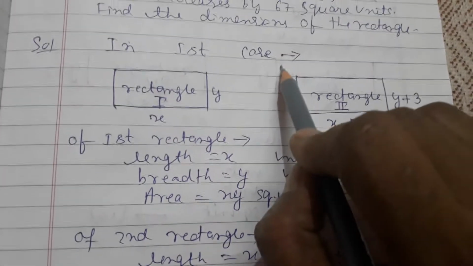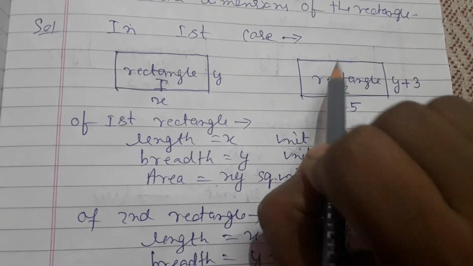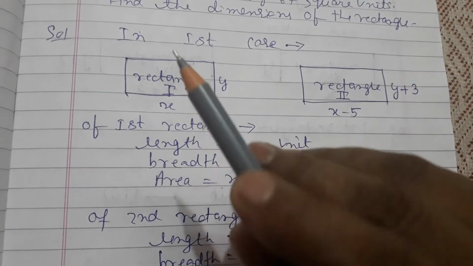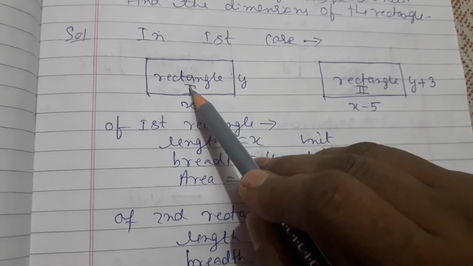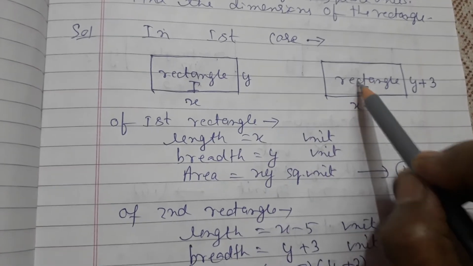Now in the first case, there are two rectangles I have drawn because it is easy to understand with a figure. This is rectangle 1 and this is rectangle 2.